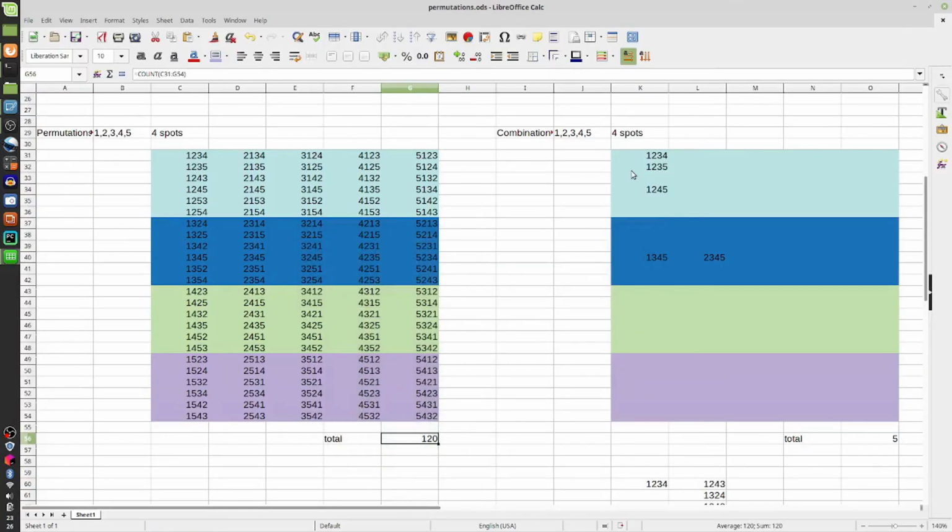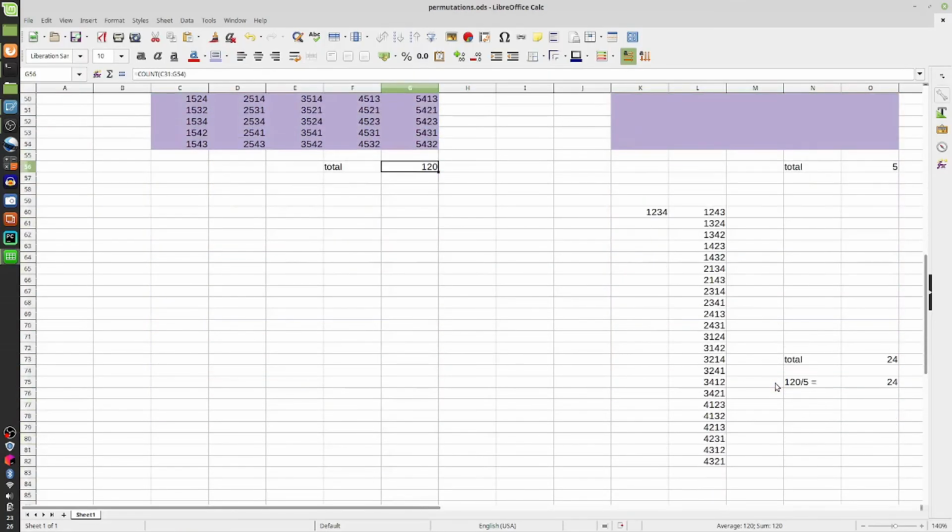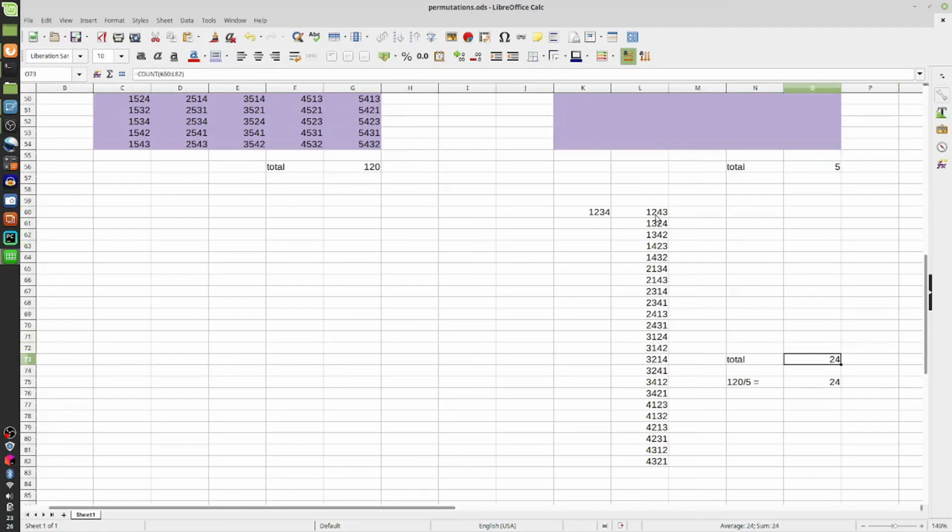Why is this? Why did it get so much smaller? Well, here is a list of all of the copies of 1, 2, 3, 4. So you have 1, 2, 4, 3; 1, 3, 2, 4; 1, 3, 4, 2; 1, 4, 2, 3. You can go through all of them, a total of 24. So what we're keeping is 1 out of every 24. And if we look at the permutations, we have 120 total permutations. If I divide that total by the total of combinations, we're left with 24. So that gives us that same ratio that we've ratioed it out on.